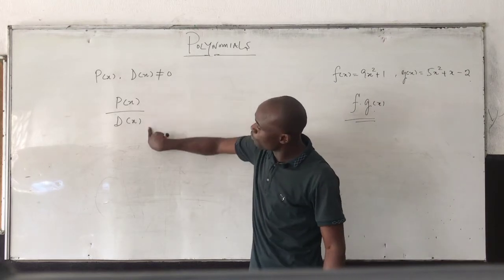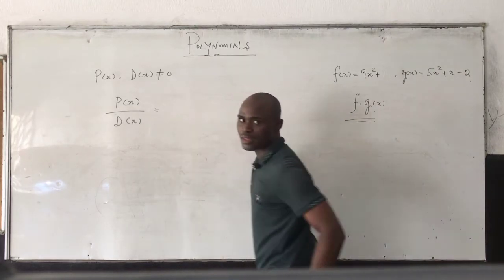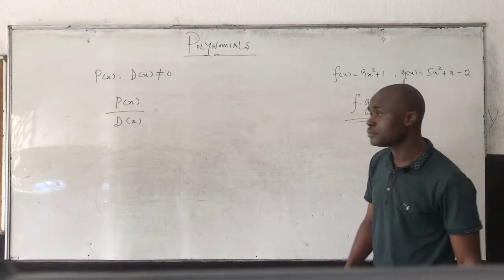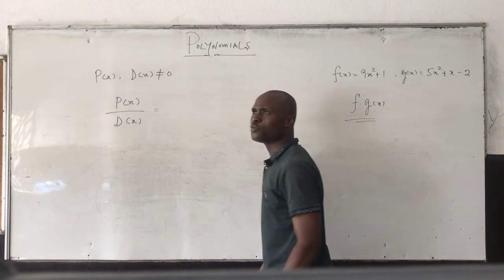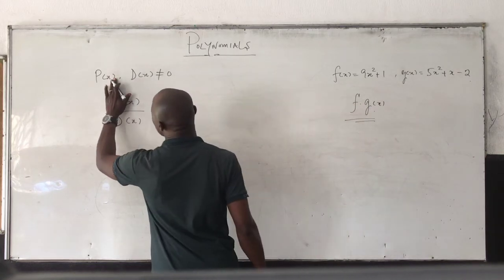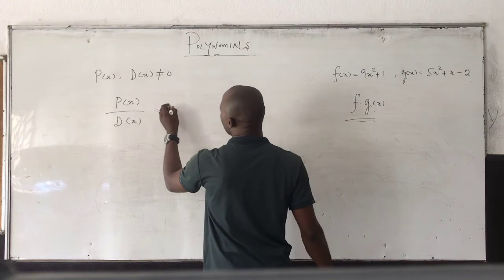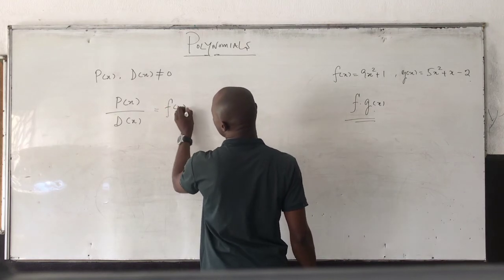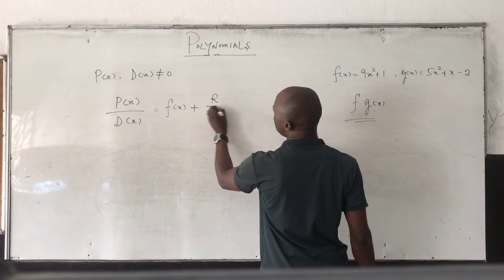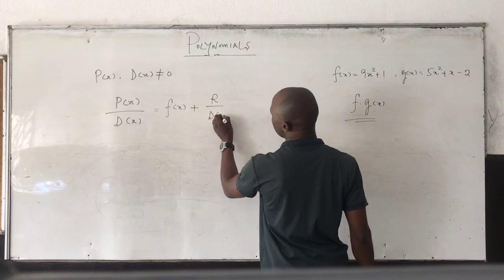So when we divide polynomials, it is going to give us an answer, and that answer is what we call the quotient. Let me write this as f of x. It's okay. Then we are going to have a remainder.